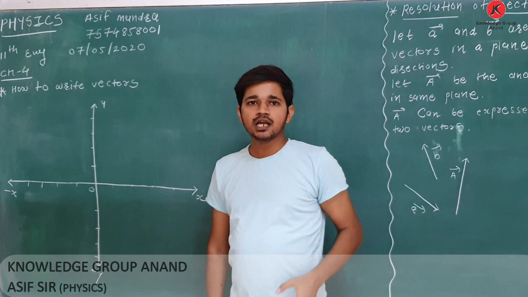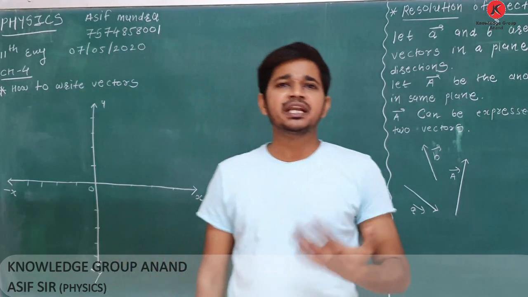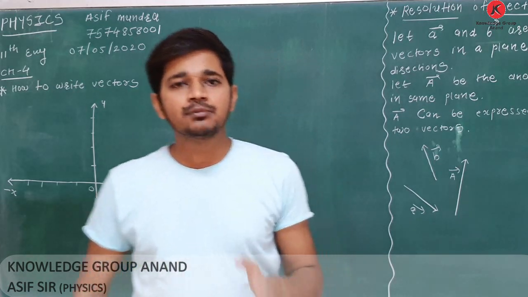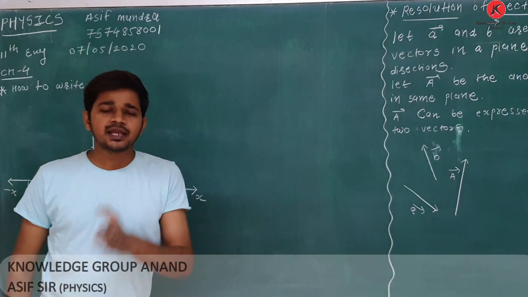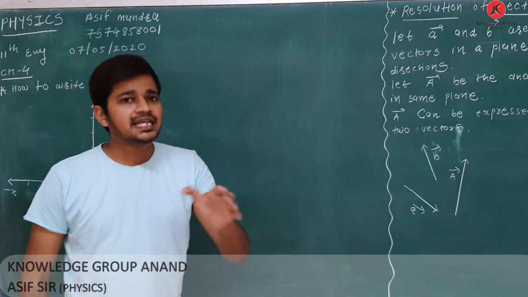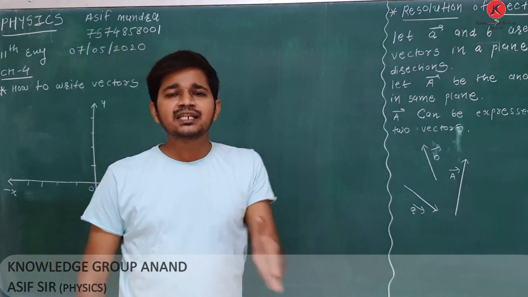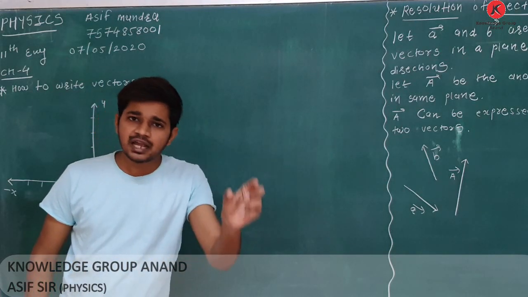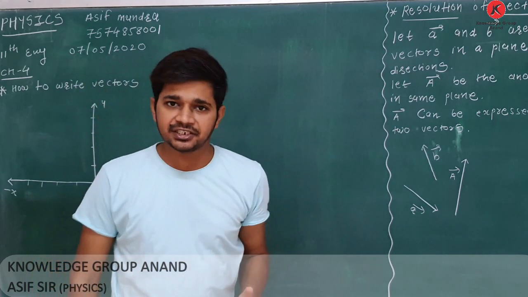Today we will see how to write vectors if you are given their magnitude and direction. In the last lecture we discussed unit vectors. A unit vector is a vector having magnitude one, and a unit vector indicates direction. For example, how to write any vector? You can write any vector as a product of its magnitude and unit vector. Magnitude, and the unit vector indicates direction.